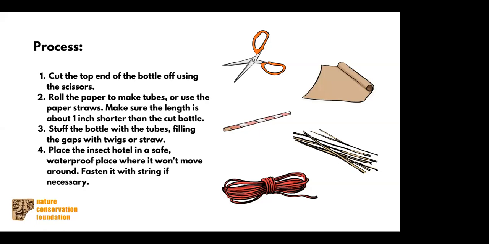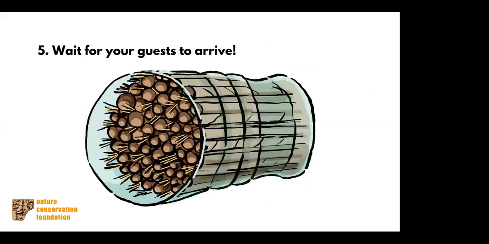And then the last step is just to place the insect hotel in a safe, waterproof place where it won't move around. And this is where the string comes in. You can use the string to tie it down. And then all you have to do is wait for your guests to arrive. And you have a beautiful place for them to stay, a safe place, a waterproof place, and they will come and pollinate your gardens. They will come and visit you.